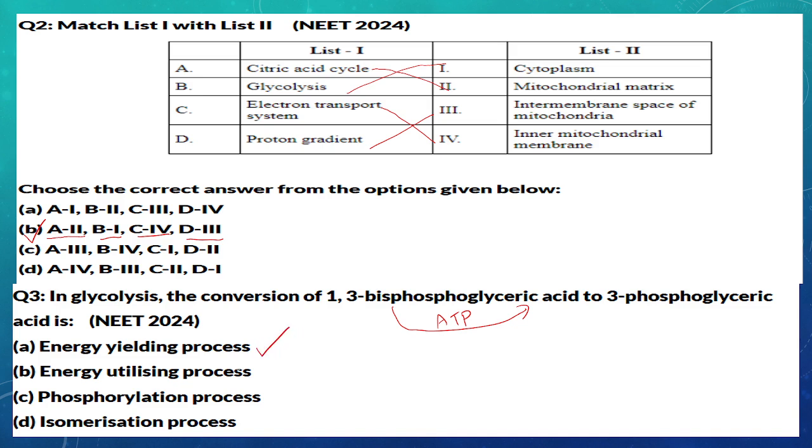Option A is correct. It is not an energy utilizing process. It is not a phosphorylation process. It is not an isomerization process. There is a formation of ATP from 1,3-bisphosphoglyceric acid to 3-phosphoglyceric acid. Option A is correct.